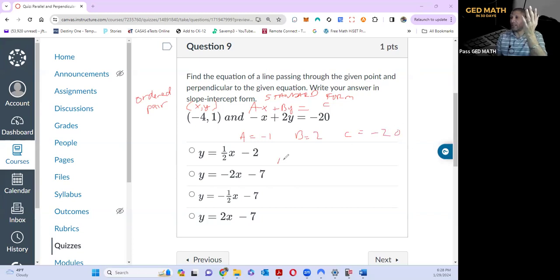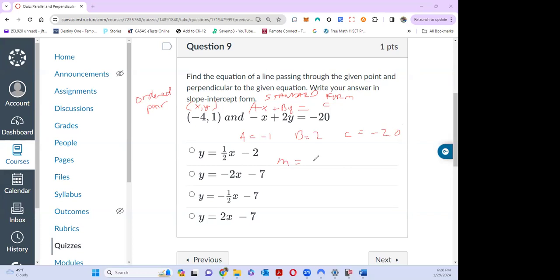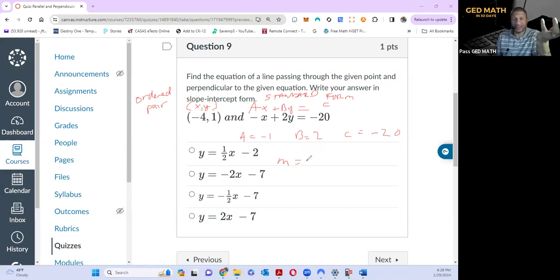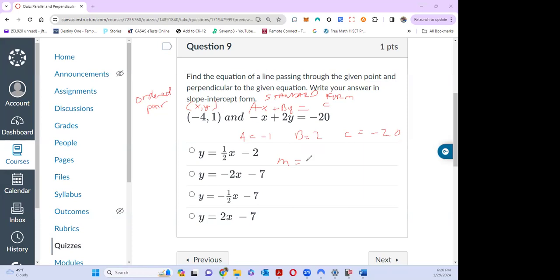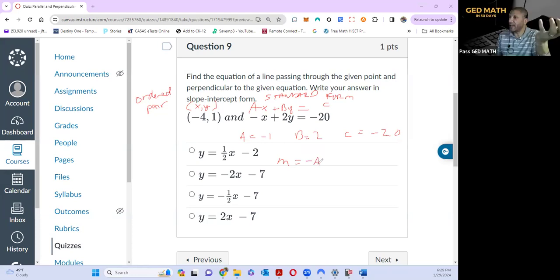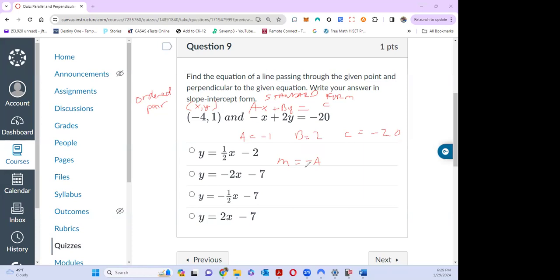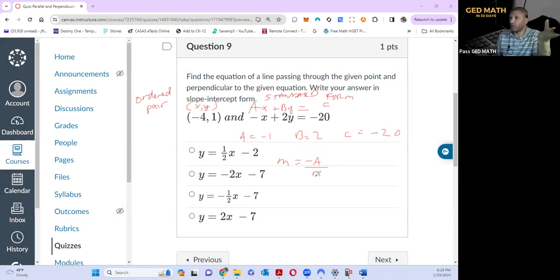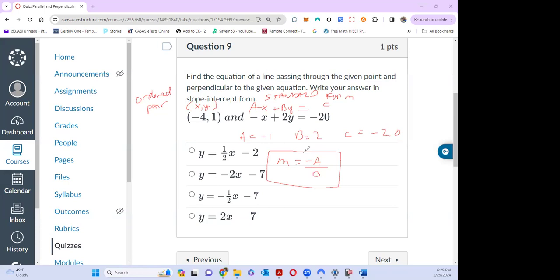Okay. What's the easy way I told you to find the slope if you're given a linear equation in standard form? Tell me the shortcut. It is not A over B. It is not A over negative B. Okay. Negative A over B. Yeah, that's the slope. Listen, you cannot take this for granted.